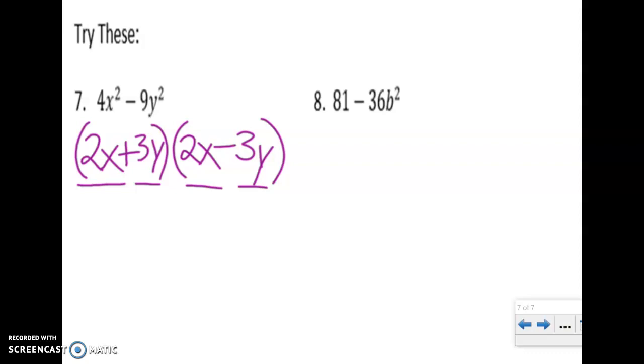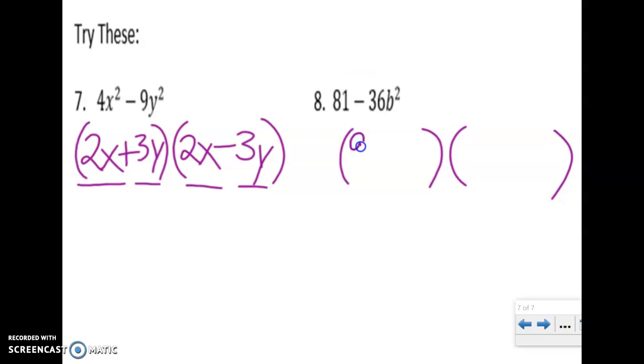Last one of the day, folks. So if you have any questions, please let me know, because after this, it's practice time. So it's going to look like two binomials. We're writing an equivalent expression.